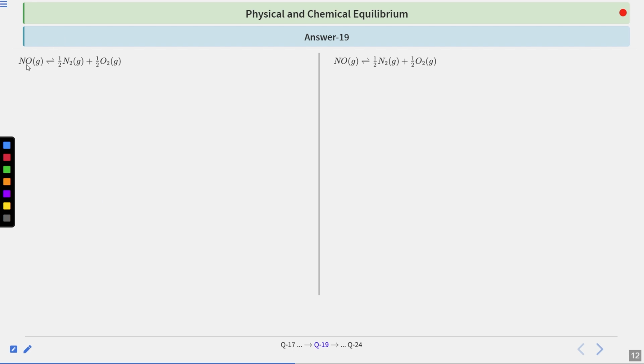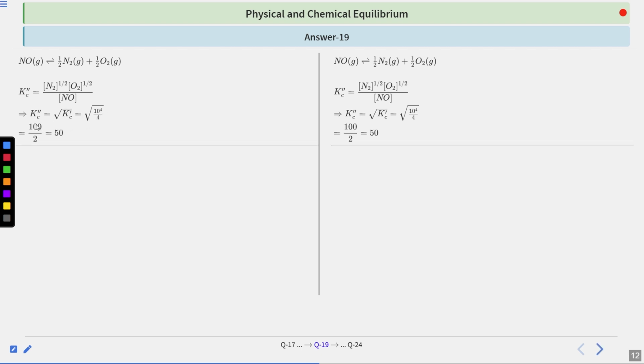Now, we don't need the 2 here, so we have divided the whole equation by 2. The same thing will be done to the equilibrium constant. Now your new K double dash c will be the square root of your previous one, that is K dash c. So what I am trying to say is your K double dash c will be the square root of K dash c, because we have multiplied the whole equation by 1 by 2. Putting in this value, the square root of 10 to the power 4 by 4 will give you 100 by 2, which is 50. At last, this is your correct equilibrium constant for this equation.